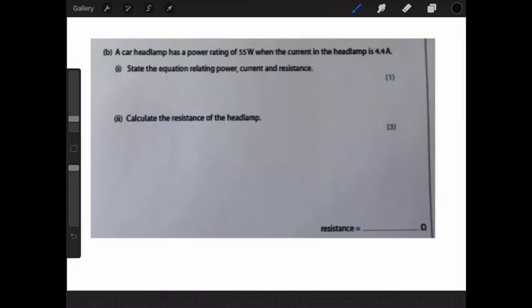And now to part B. Now in part B we're being told the power in watts, standard unit, and the current in amps, standard units. We're being asked first for one of the marks to recall an equation. So the equation that relates power, current and resistance. So that's power is I squared R. One of the equations we need to be able to recall and apply. So to calculate the resistance in the headlamp, we know the power is 55 watts. We know the current is 4.4, and we're going to have to square that before it's times by the resistance.